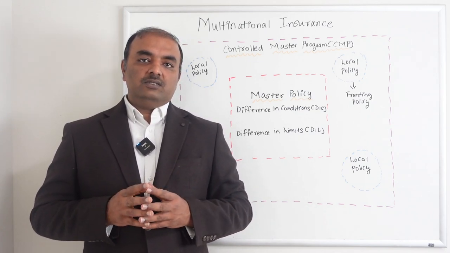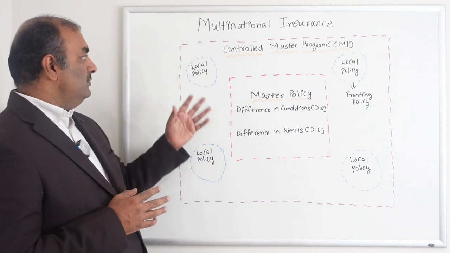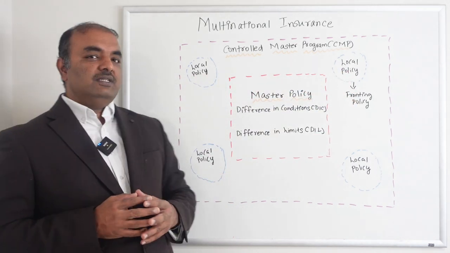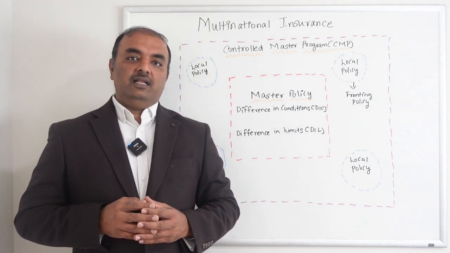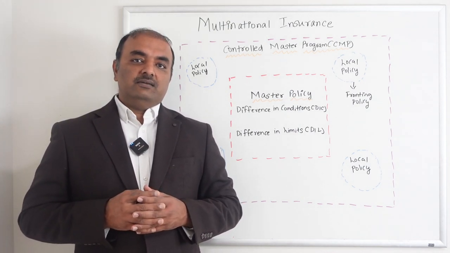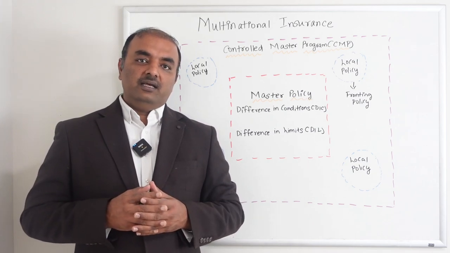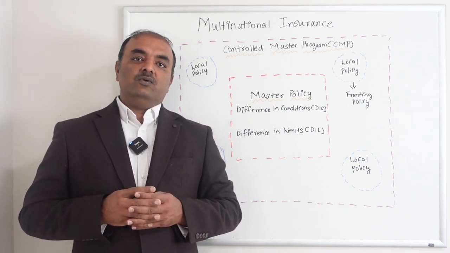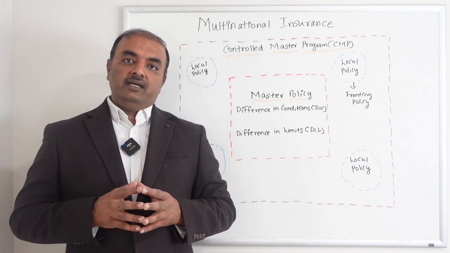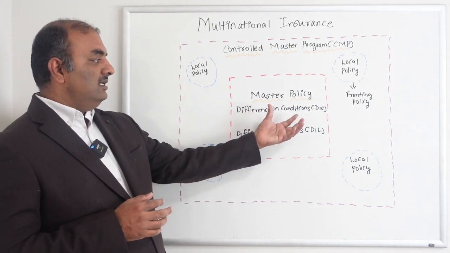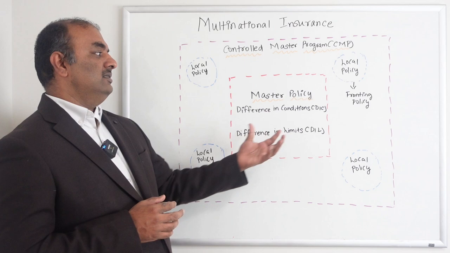A couple of important things to note here: say if those local policies have restrictions with respect to limits, like if you take Europe, the maximum limit we can issue is say 50k or 100k, whereas the customer needs overall 500k, right? So that can be achieved through difference in conditions and difference in limits.